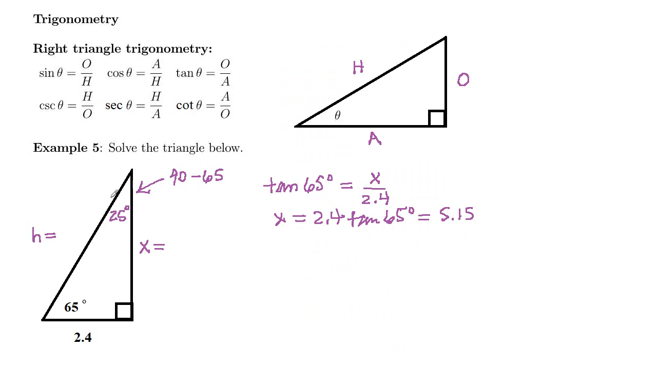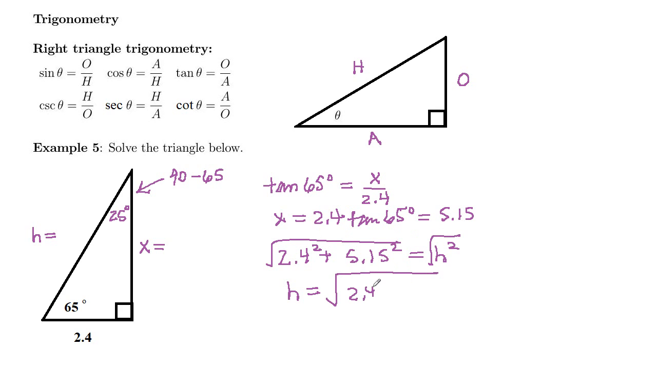And then this last side is the hypotenuse. So we could use either, we've got adjacent, want hypotenuse. We could use the cosine function to find that side, or we could just use the Pythagorean theorem. So what we know here is that 2.4 squared plus 5.15 squared has got to equal the hypotenuse squared. And that's maybe the easiest way to do this. So then your hypotenuse, if we take square roots on both sides, is square root 2.4 squared plus 5.15 squared.